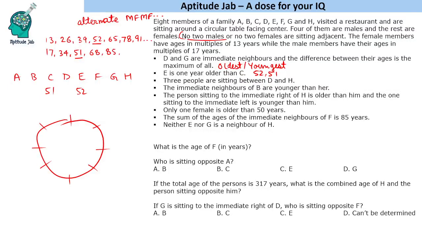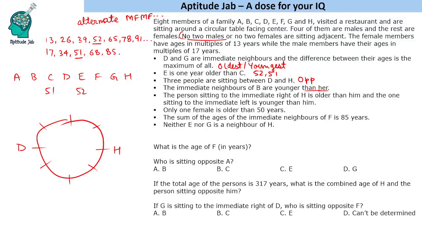Three people are sitting between D and H. If three people are sitting between D and H, that means they are sitting opposite. So let us say this is D, and this will be H, opposite to each other. The immediate neighbors of B are younger than her. Now, "her" means that B is a female.